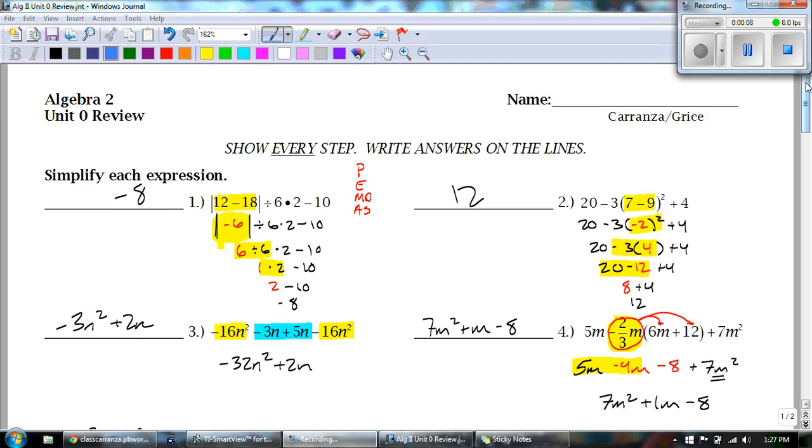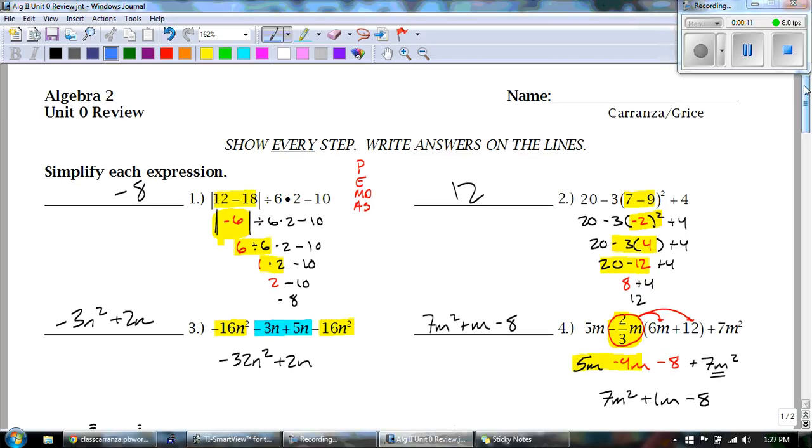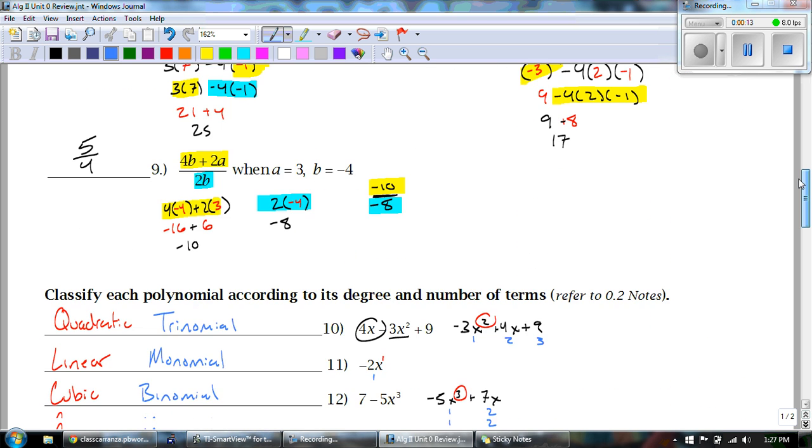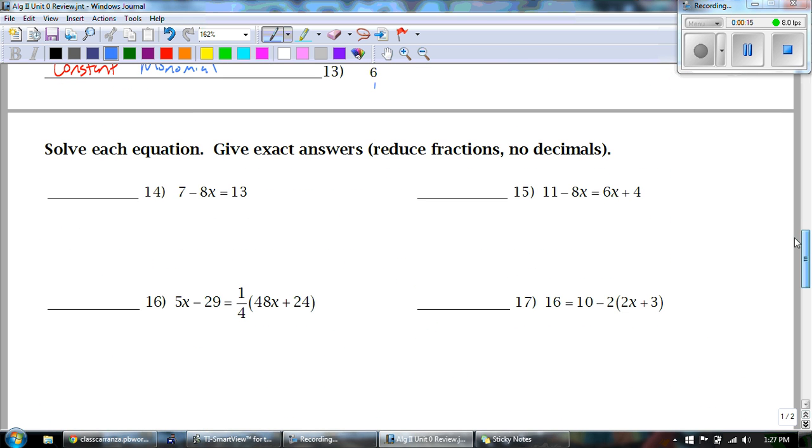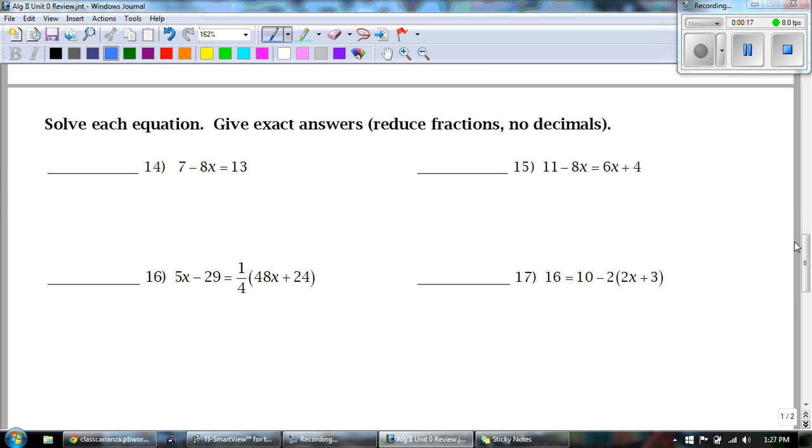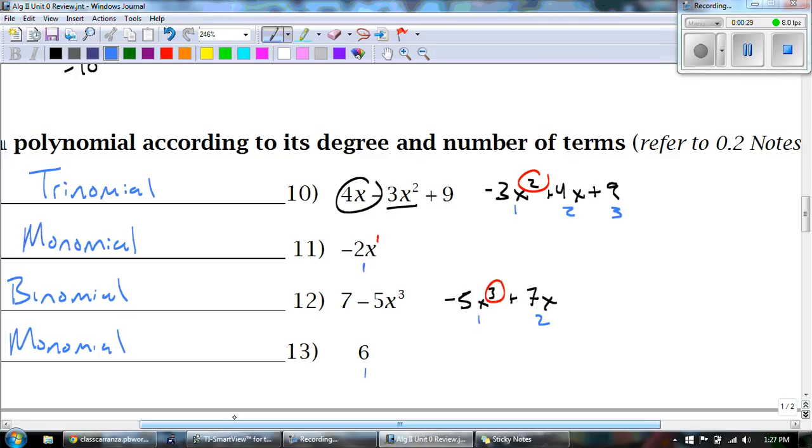Now if you're stumbling by this video on mistake, I already did the first side. This is video number 2, so we're on the back. Okay, so directions on the back are asking us to solve each equation, give exact answers, reduce fractions, no decimals. So let's go ahead and get started.